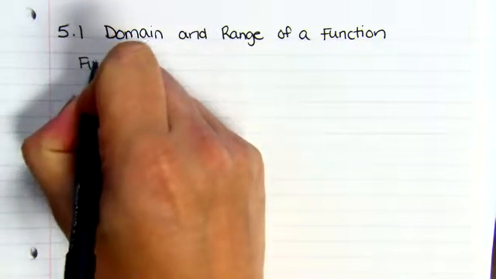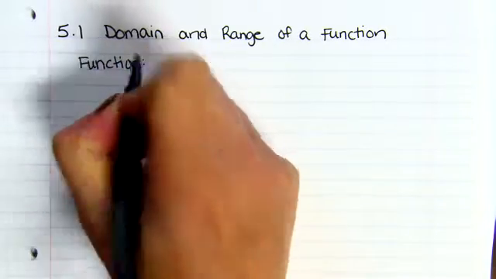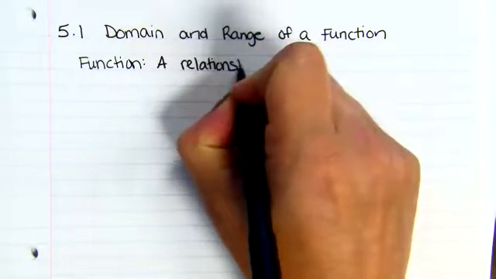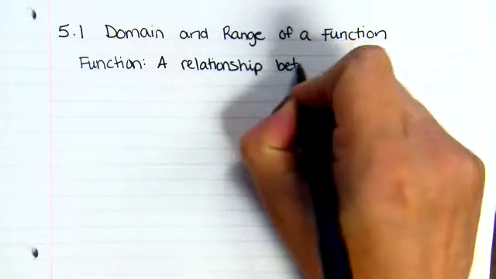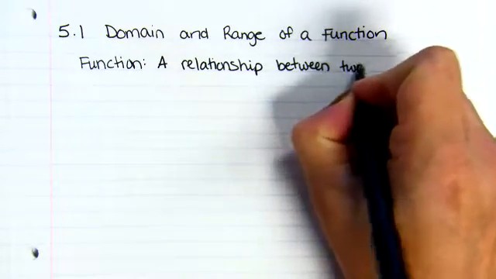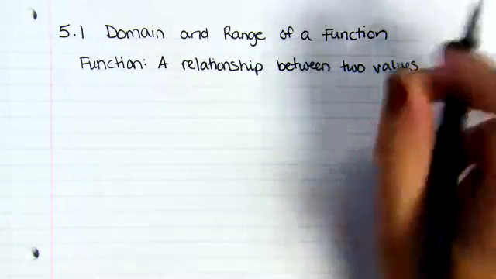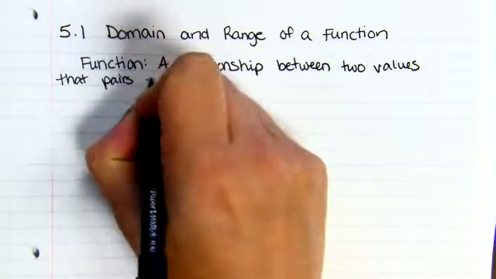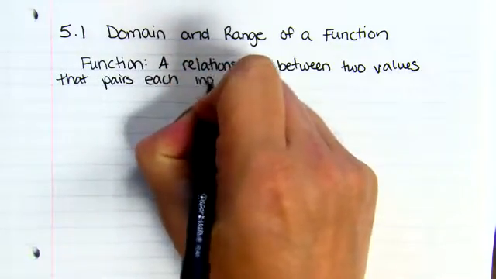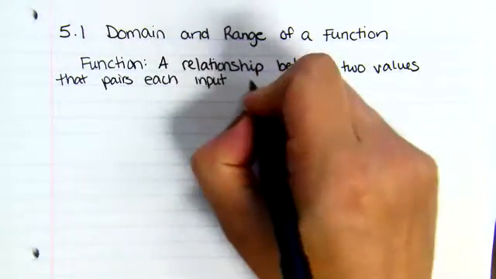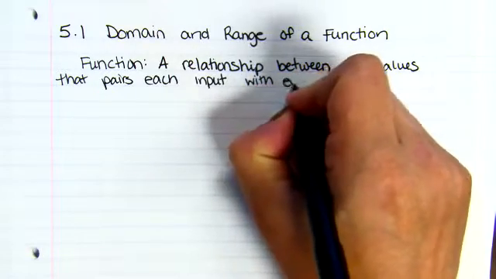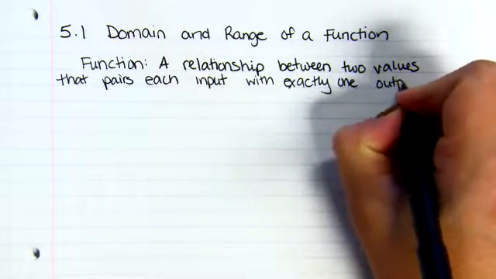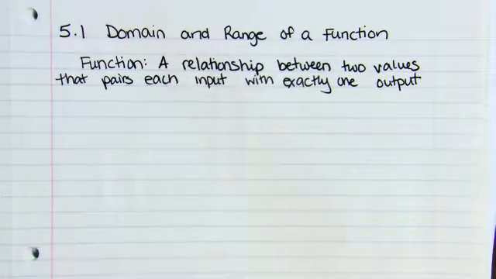A function, it's a relationship between two values that pairs each input with exactly one output. And we'll talk more about this in a second. So that is what a function is.